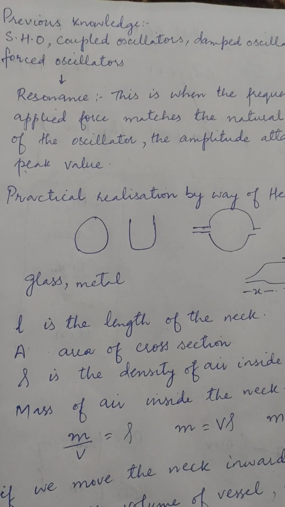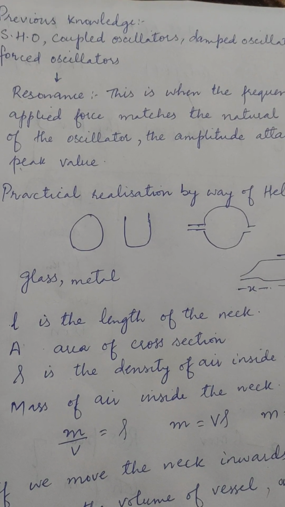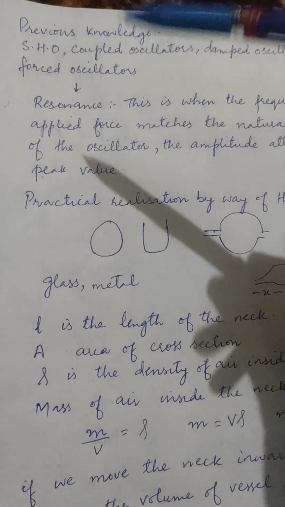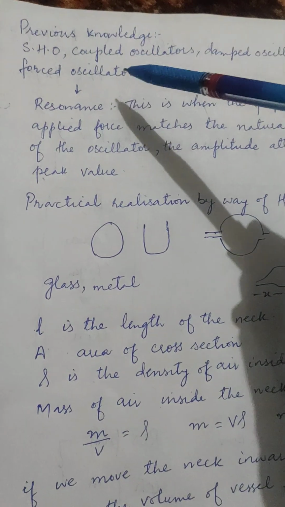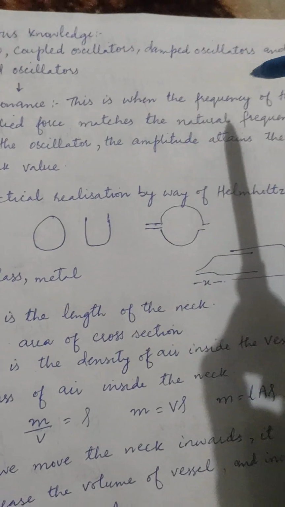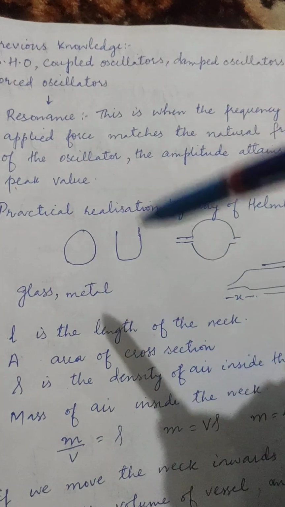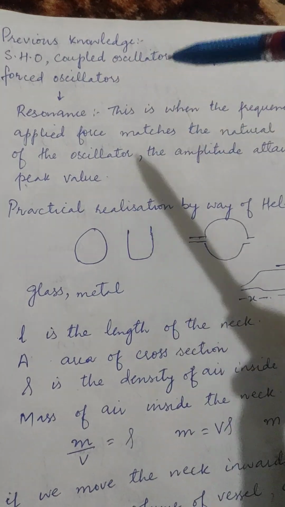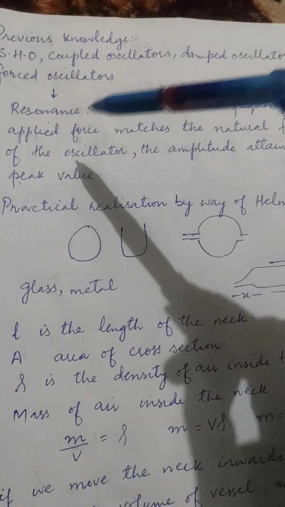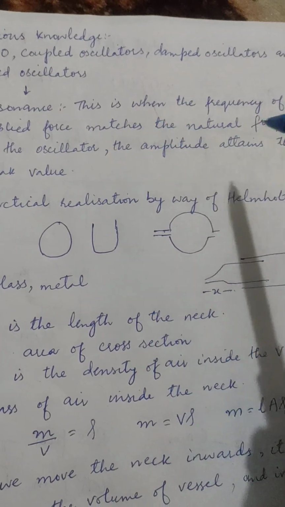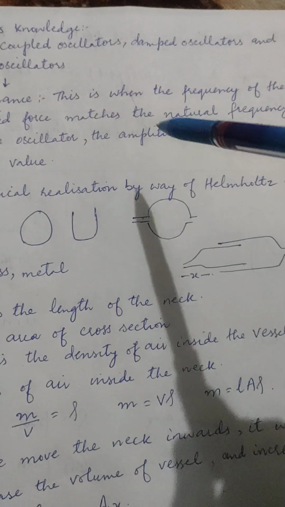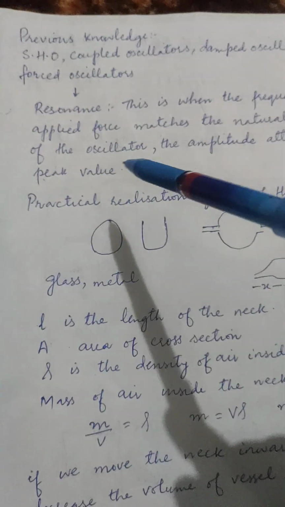Dear students, today we will talk about Helmholtz resonator. In the previous lectures, we have learnt about simple harmonic oscillator, coupled oscillators, damped oscillators, and forced oscillators. While doing the analysis of forced oscillators, we came across a term called resonance. And what is it? It is when the frequency of the applied force, which is a periodic force, matches the natural frequency of the oscillator.